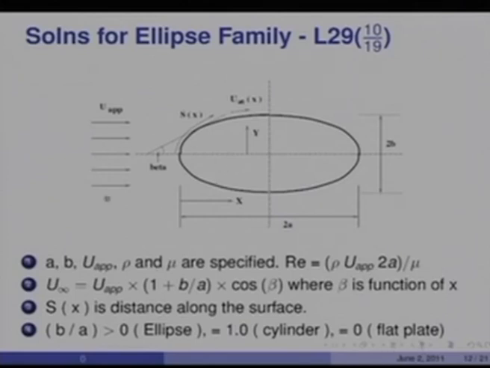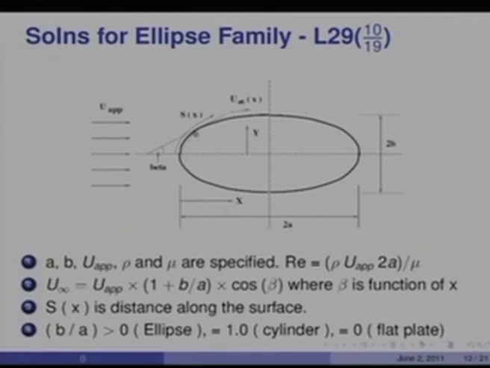So, in this case you specify a, b, approach velocity u approach, the density and viscosity, and therefore, the Reynolds number based on u approach and the major axis length 2a divided by mu would be the Reynolds number. In case of a flat plate, 2a would be the length of the flat plate. So, 2a would be simply equal to L. Now, for the family of ellipses, u infinity, that is the variation of u infinity along the periphery of the ellipse, would be u approach into 1 plus b by a cos beta, where cos beta is evaluated like this.